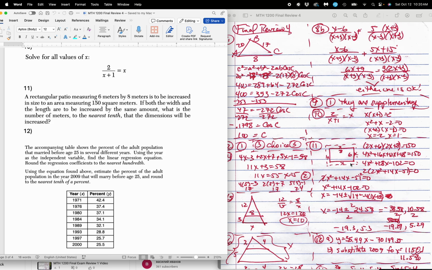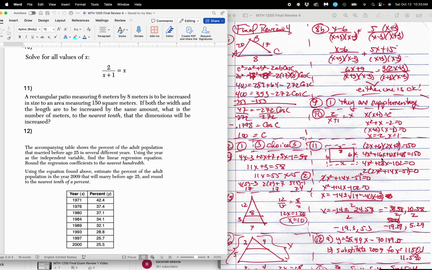What does it say here? What are the dimensions? What's the amount to the nearest tenth that the dimensions will be increased? So that amount is x, okay? So for the new length and the new width is 2x plus 8 because you have an x here and an x here, and that's 8, so 2x plus 8. And likewise, an x here and an x here and a 6 here, 2x plus 6. So 2x plus 6 times 2x plus 8 has to equal 150.